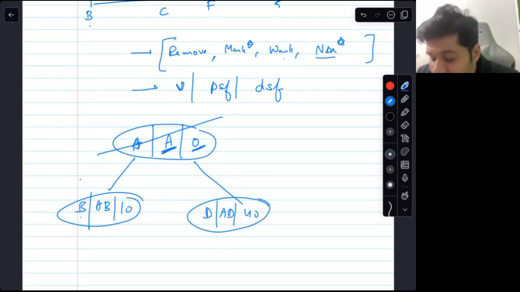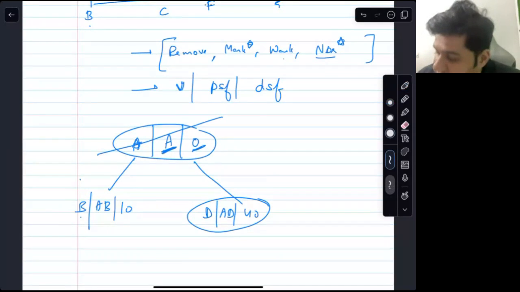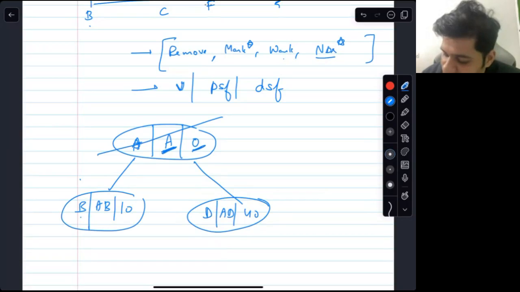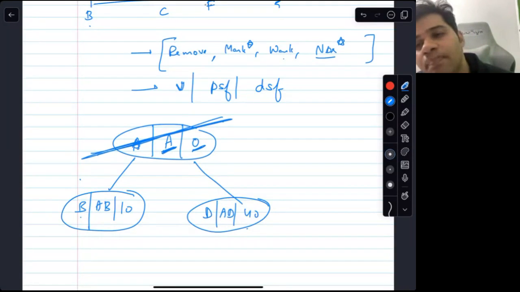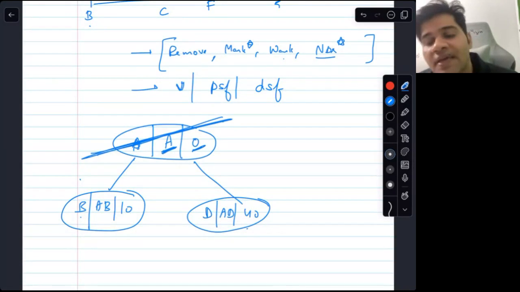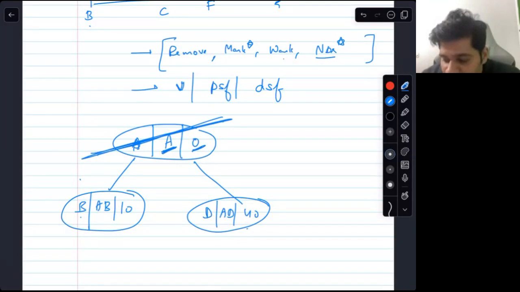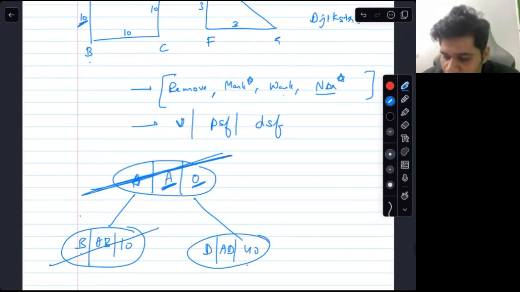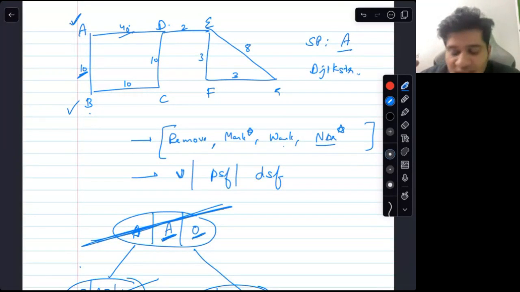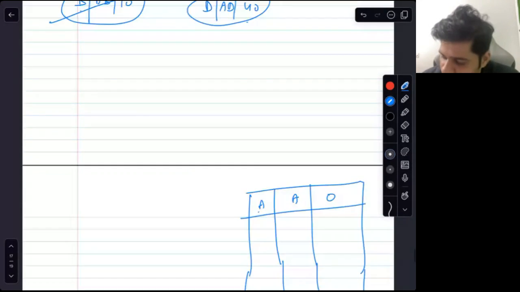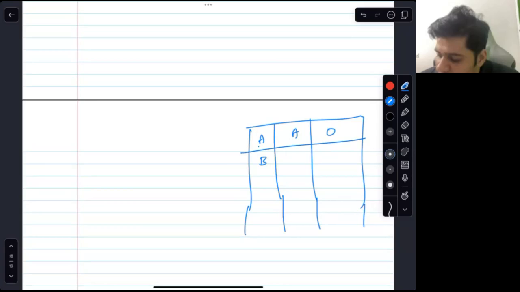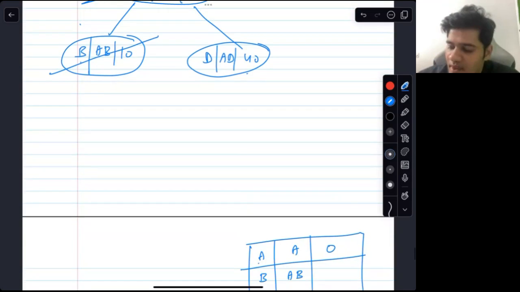Now in this tree you remove the vertex with the lowest distance. The next lowest distance. Now this is removed. Only these two are there and B has the smaller weight. So I will remove B. Remove, mark, work. Let's add it to the table. B from the AB path, add the cost 10.